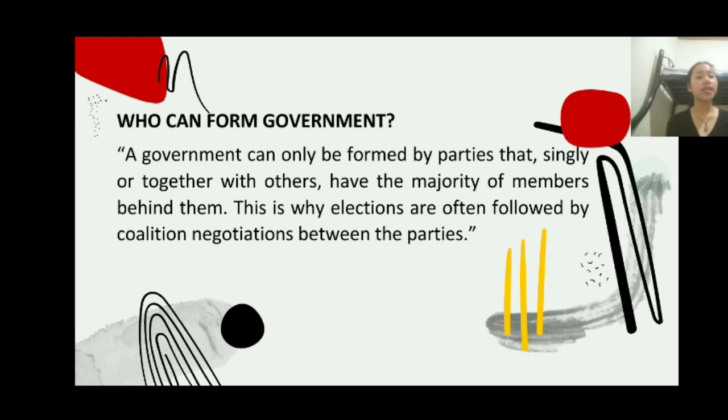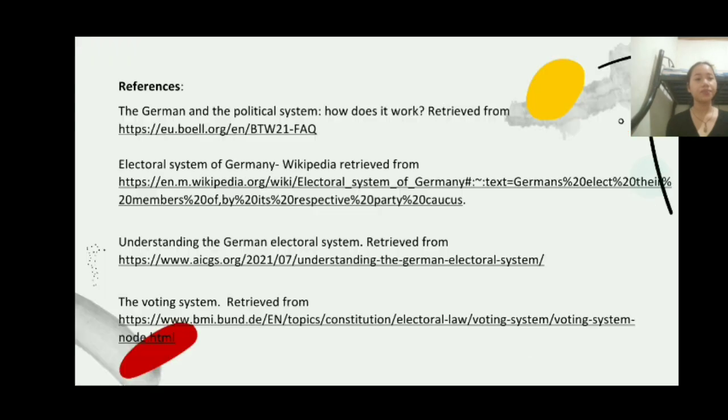So who can form a government? A government can only be formed by parties that singly or together with others have the majority of members behind them. This is why elections are often followed by coalition negotiations between the parties.